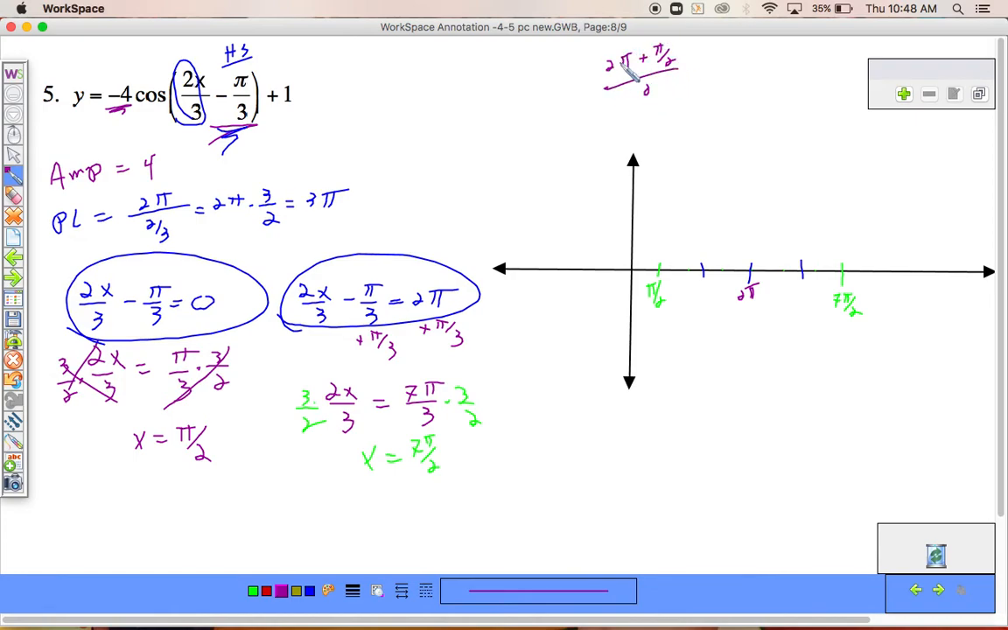2 pi plus pi over 2 is going to be 5 pi over 2 times a half. It's 5 pi over 4. And I'm going to do 2 pi plus 7 pi over 2 divided by 2. That's going to be 11 pi over 2 times a half. And I get 11 pi over 4.